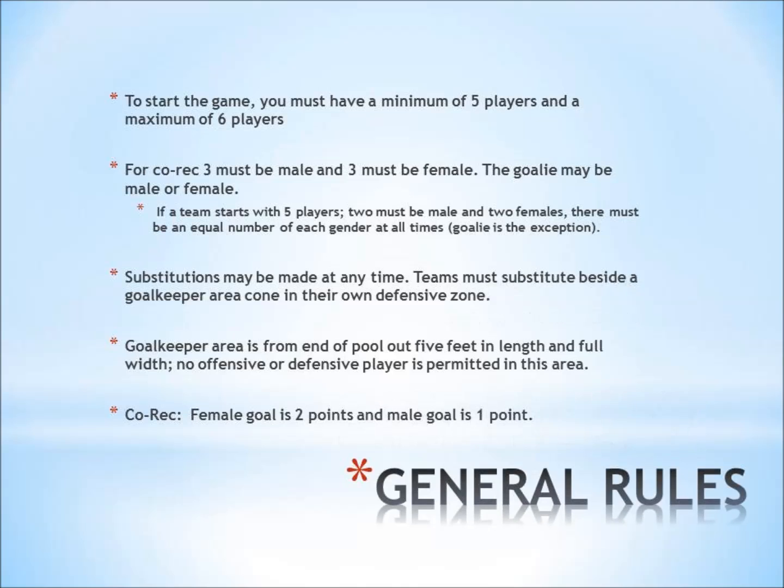To begin a game, you must have a minimum of 5 players and a maximum of 6. For co-rec, you must have 3 males and 3 females. The goalie may be male or female. If a co-rec team starts with a minimum of 5 players, at least 2 must be male and 2 must be female, and the goalie can be of either gender, but there just must be an equal number of each gender at all times.